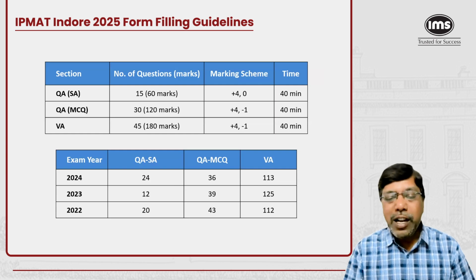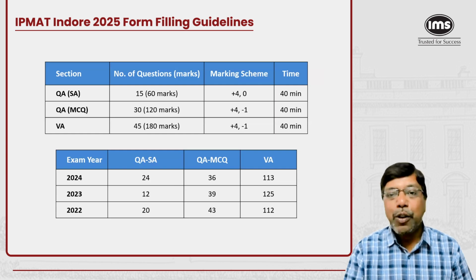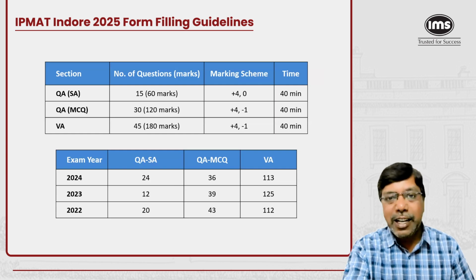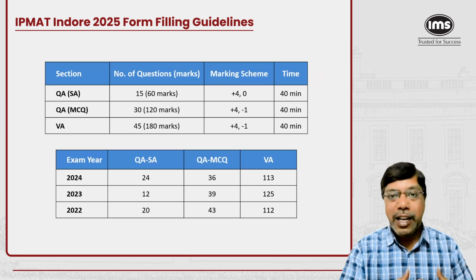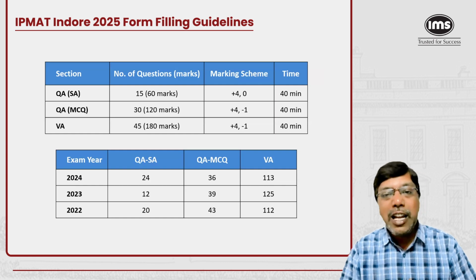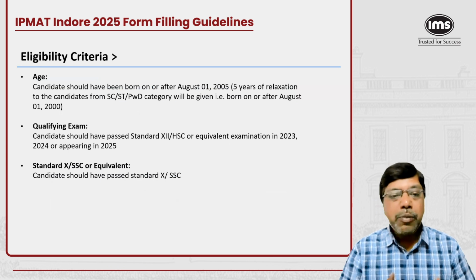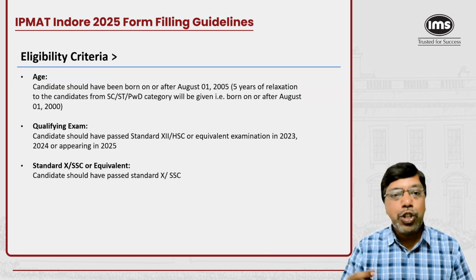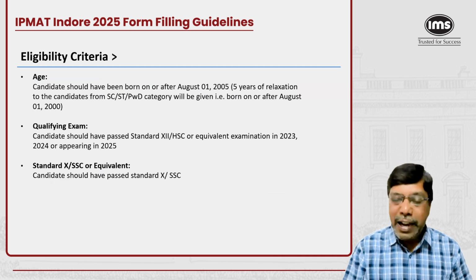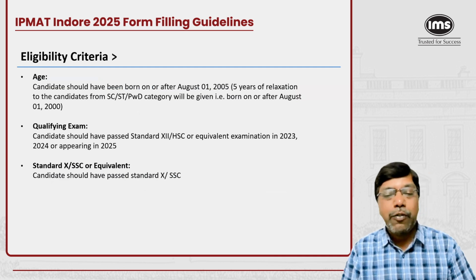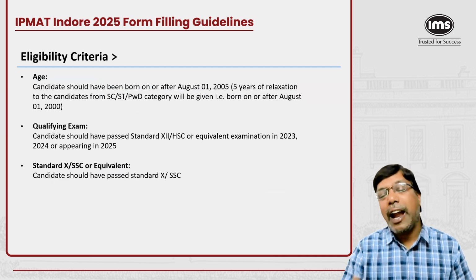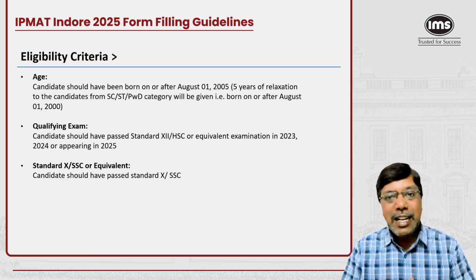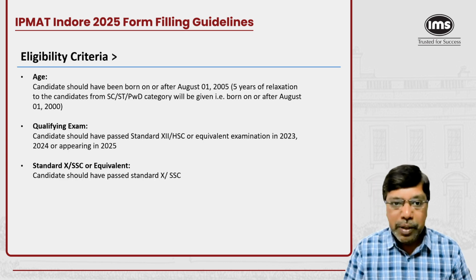Now let's quickly look at some of the important points with respect to the eligibility criteria and the documents required before we start the application process. Point 1, in terms of age, the candidate should have been born on or after 1st August 2005. However, there is 5 years of relaxation for the candidates who come from SC, ST, PWD category.